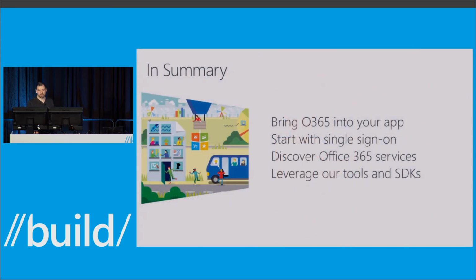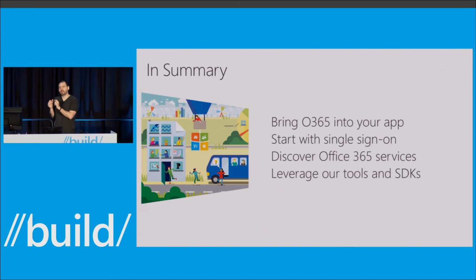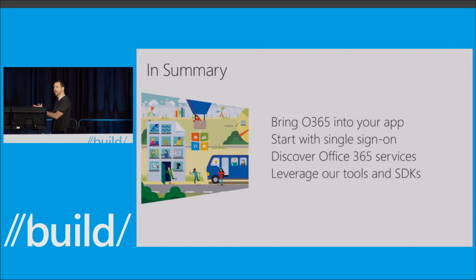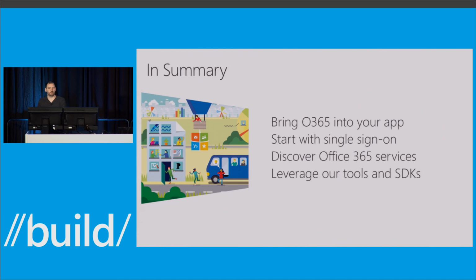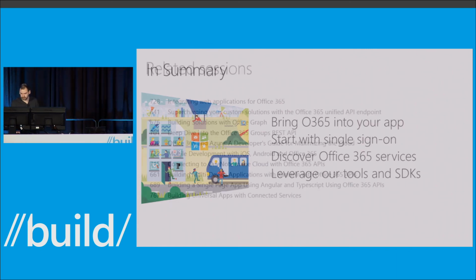So that was the demo of Visual Studio. In summary, bring Office 365 into your app. Do single sign-on, start there, but then take it the next step. Add in the intelligence that you get from interacting with things like the user's calendar, from things like the Office Graph with their notebooks, using the Office 365 REST APIs, and all of the tools in the SDKs that make it really easy to integrate it into your platform.